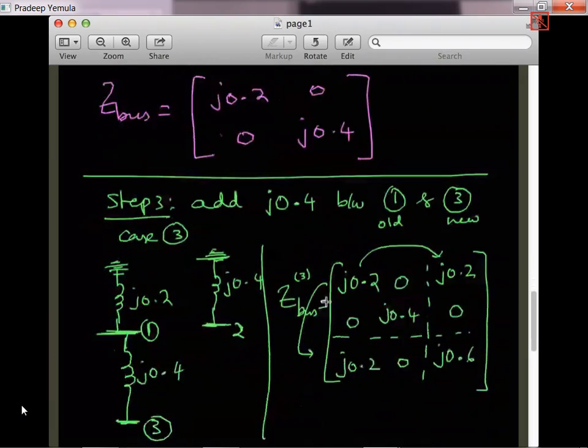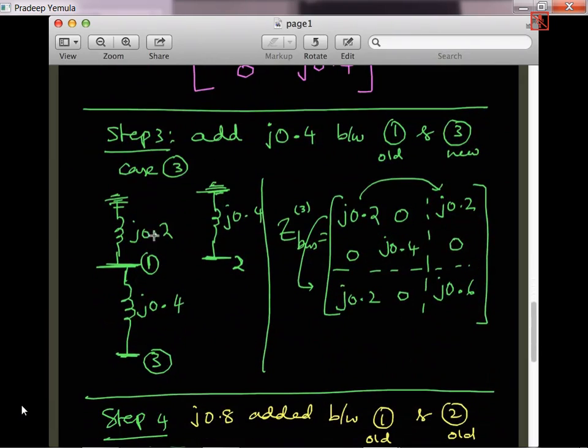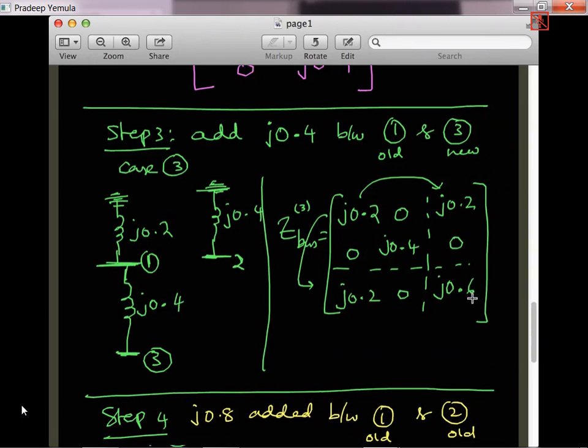Then step 3, you can see in the diagram: this was step 1, this was step 2. In step 3, I am adding an impedance between 1 and 3. In that case, you copy column 1 and row 1, and for the diagonal element, you take the 0.2 and add the 0.4, then you get 0.6. So this is case 3 of Z bus building.